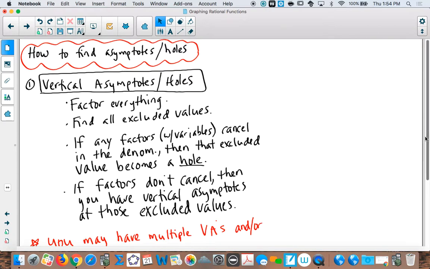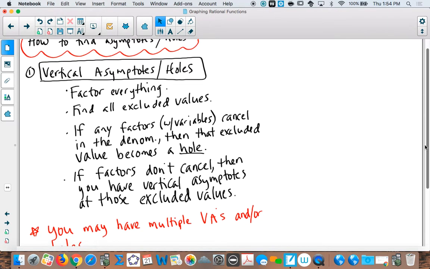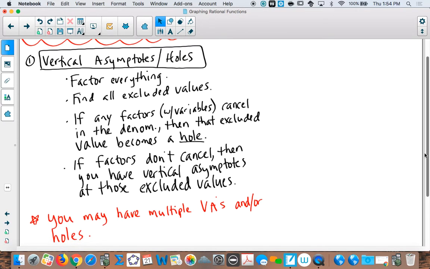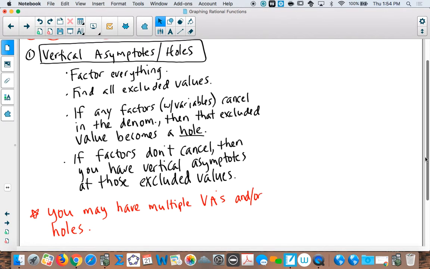So move this up a tinge. So how to find asymptotes or holes. We're going to start with the vertical ones, because the vertical asymptotes and the holes, you're going to basically try to find them at the same time. So let me give you an example, okay?